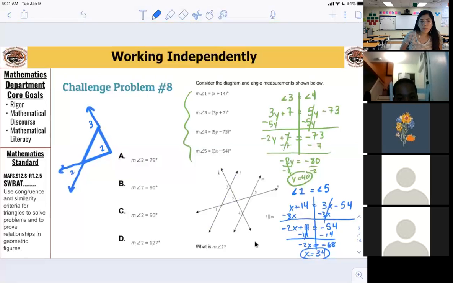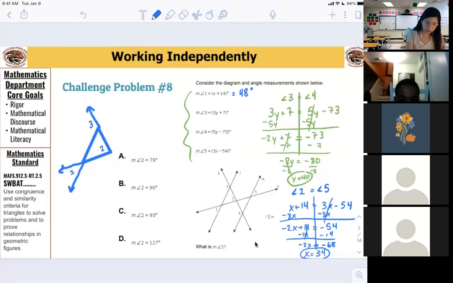Do I know the values of 1 and 3? Kind of. I'm going to need to do a little bit of work, but I can figure it out, right? What would I need to do to figure out the value of 1? Did you plug the 34 back into the equation? Yeah, plug 34 back in. So it's 34 plus 14, 48.